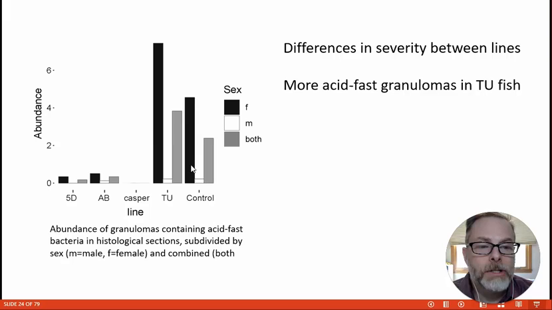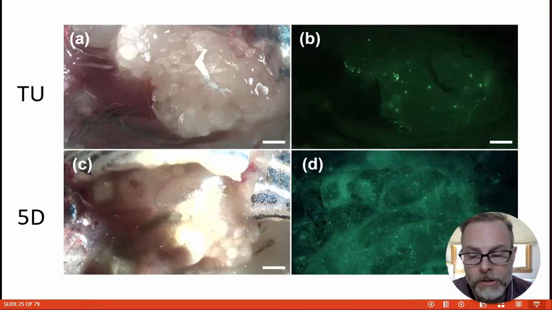And again, unfortunately, our controls as well, these were also TU fish. But that compared to 5Ds or ABs or Casper fish, there are bars here, they're very low for the Casper fish. Severity was pretty low. So this still supports the idea that TU fish are more susceptible to these infections, or the infections can become more severe in TU fish.